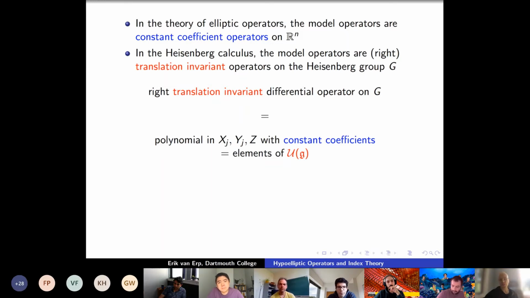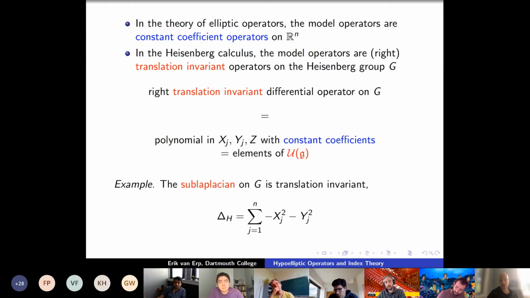Of course, they're not constant coefficient in the ordinary sense, because the vector fields X and Y are not constant coefficient vector fields in the ordinary sense, right? But this is the natural replacement for a constant coefficient operator. Maybe, abstractly, what we're working with here is the universal enveloping algebra of the Lie algebra, so U(g), this red thing on the page here. So that's the relevant object. These are the model operators that you analyze first.